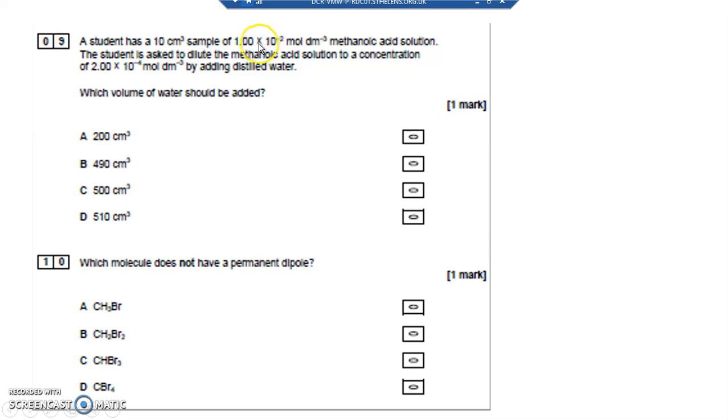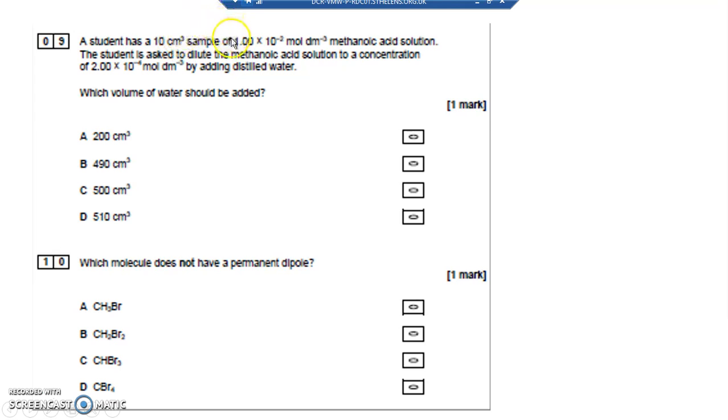Concentration equals moles divided by volume. So moles equals volume multiplied by concentration. So if I multiply these two together, I'm going to get the number of moles of methanoic acid. I know I've got to do that, otherwise they wouldn't have given me a volume and a concentration. The one problem is in concentration equals moles divided by volume, the volume's got to be in decimeter cubed.